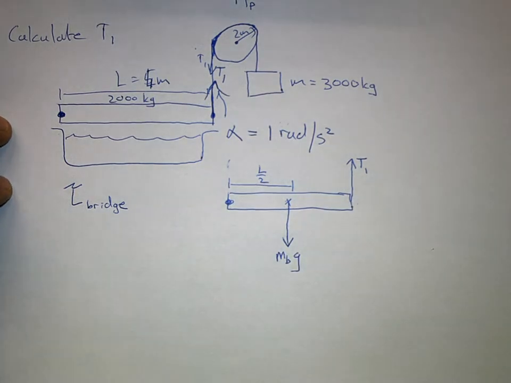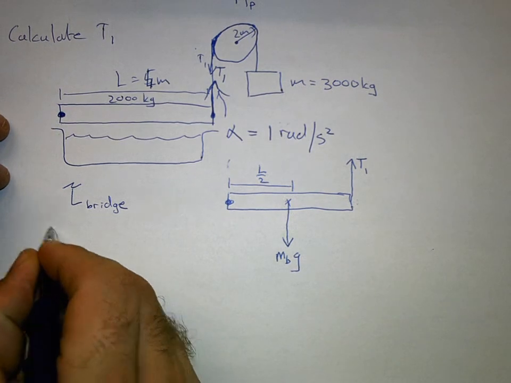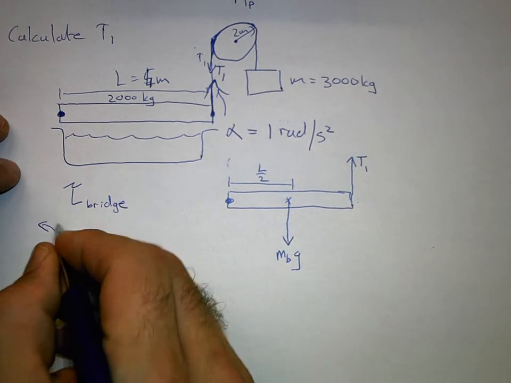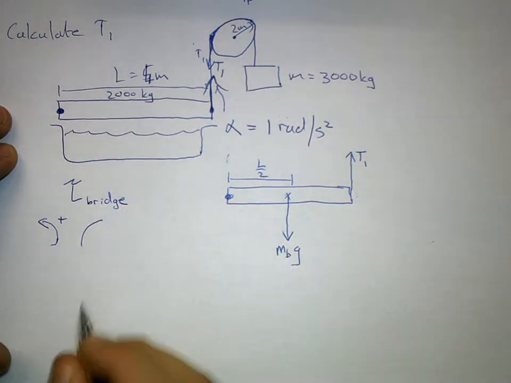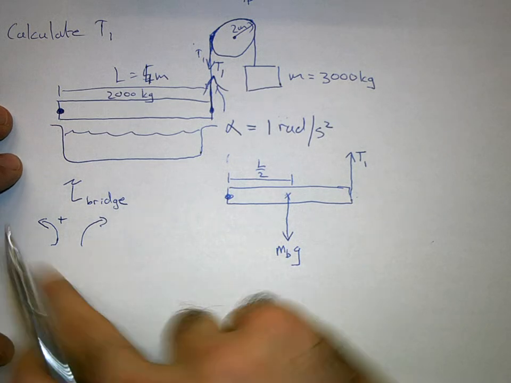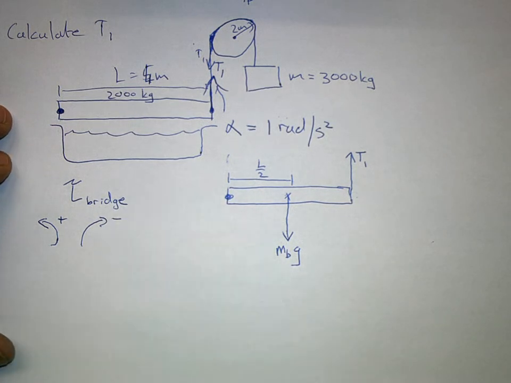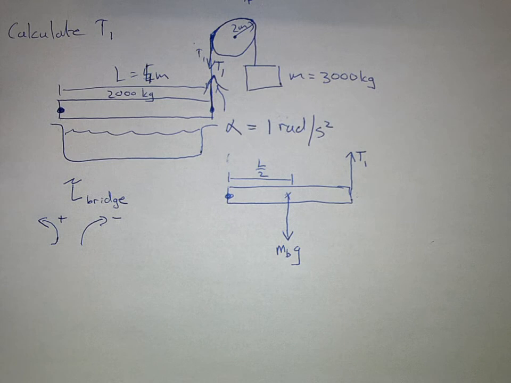Now let's use the convention that a torque that produces a counterclockwise rotation we're going to take as positive, and a torque that produces a clockwise rotation we're going to take as negative. So we can see the weight of the bridge will try to cause a clockwise rotation. So this is going to produce a negative torque. The tension is going to produce a counterclockwise rotation, so that will produce a positive torque.